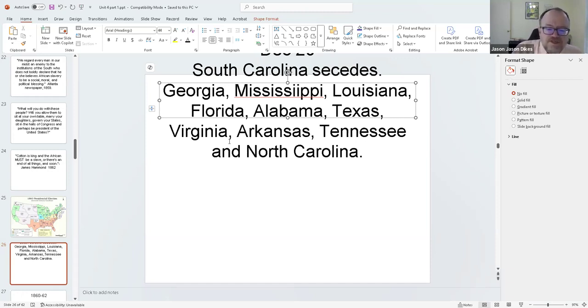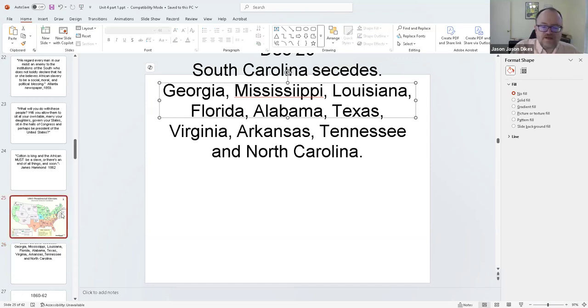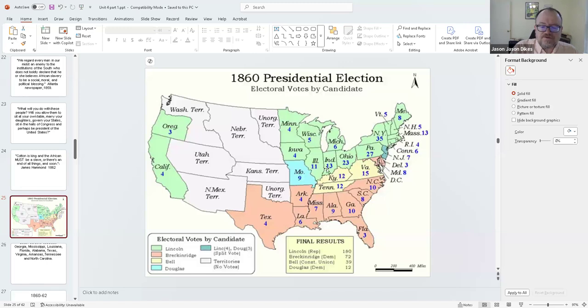And these upper South states went last, particularly Virginia, Tennessee, and North Carolina, because the economic ties that they had to the Union were pretty strong. So they did kind of hang around till the last moment.